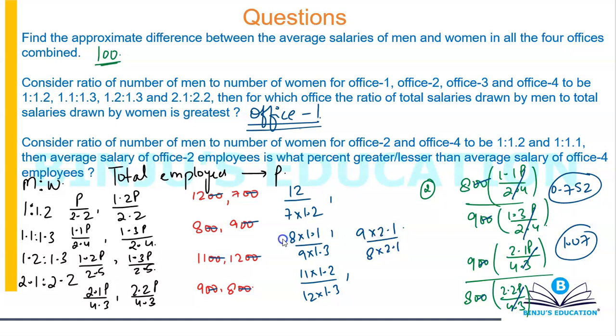And I won't even calculate for office 2 and office 3 because I want the ratio to be maximum. So it has to be 1 or 4, that's it. I'll simply go with 1 because the difference between 12 and 7 into 1.2 is more in comparison to 9 into 2.1 and 8 into 2.2. I'll definitely reduce my time in this question. I won't waste my time.